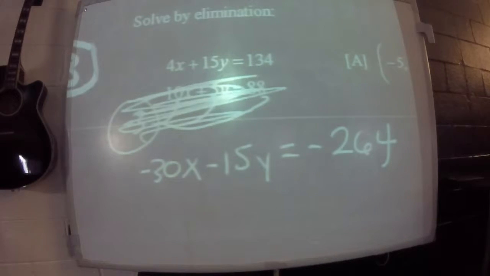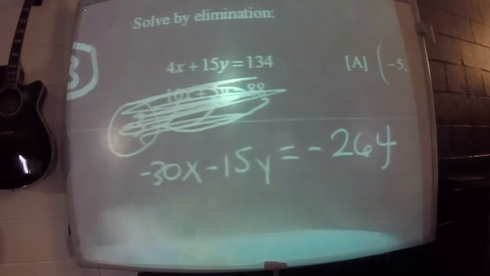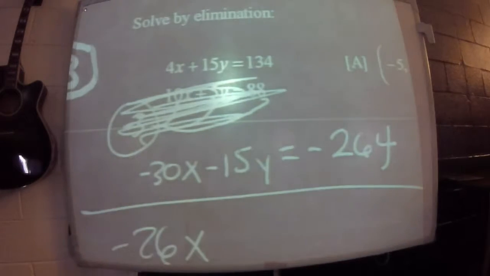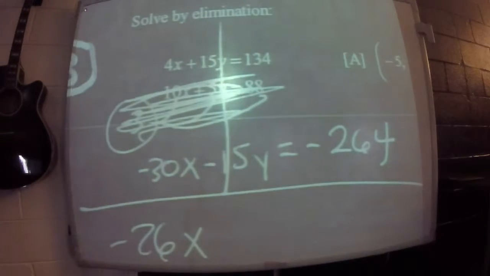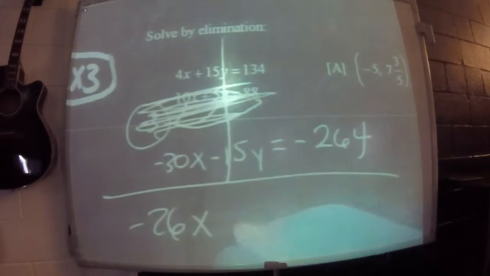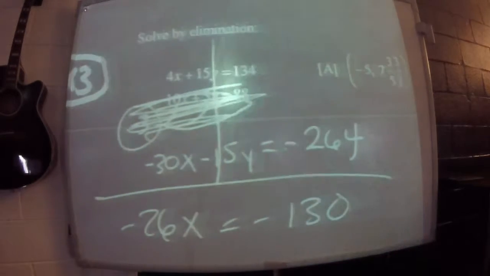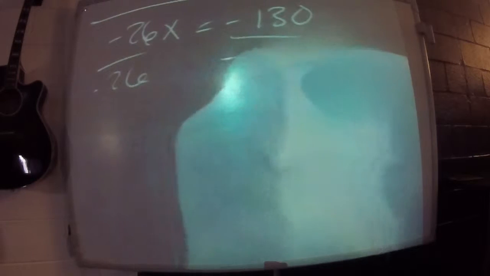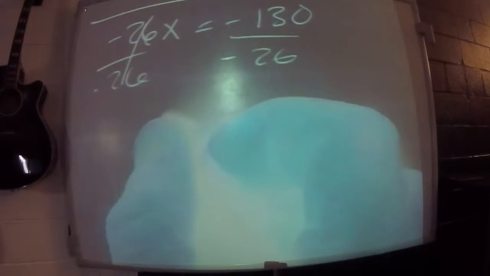Okay, then add your stacks. So 4x minus 30x, negative 26x. Okay, 15 minus 15, there's your eliminate right there. And then you gotta go 134 minus 264, negative 130. I believe it's gonna work out to be a nice whole number once you divide by -26. Someone do it. 5. Positive 5, right? Yes.